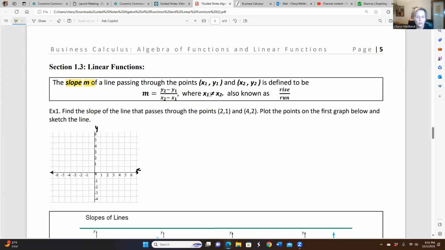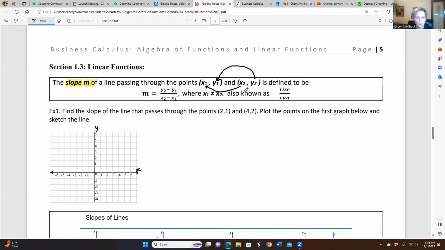And if you have 2 points, when you define your first point as being x sub 1, y sub 1, and your second point as being x sub 2, y sub 2, the slope is defined by taking y sub 2 minus y sub 1, so the y-coordinate subtracting the y-coordinate, and then in your denominator you take x sub 2 minus x sub 1, where those two are not equivalent because the denominator would equal 0. This is also known as rise over run.